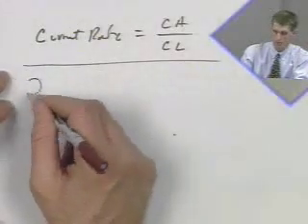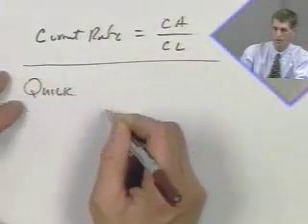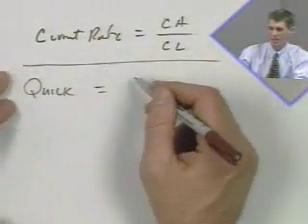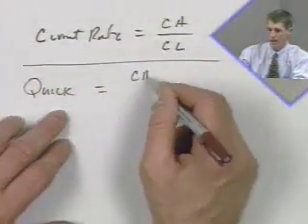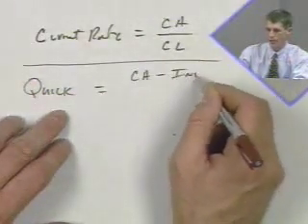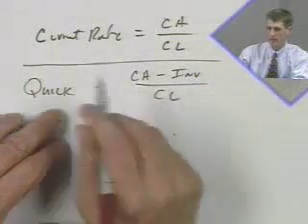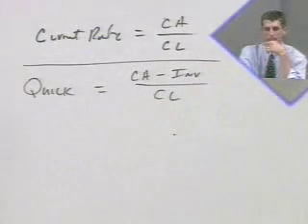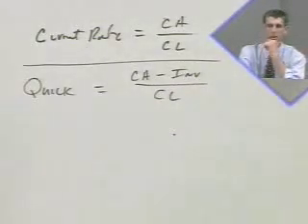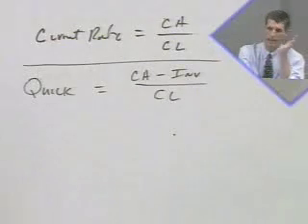Okay, the quick ratio. The quick ratio is basically current assets less inventory divided by current liabilities. Higher is better, true or false? In general, on average.